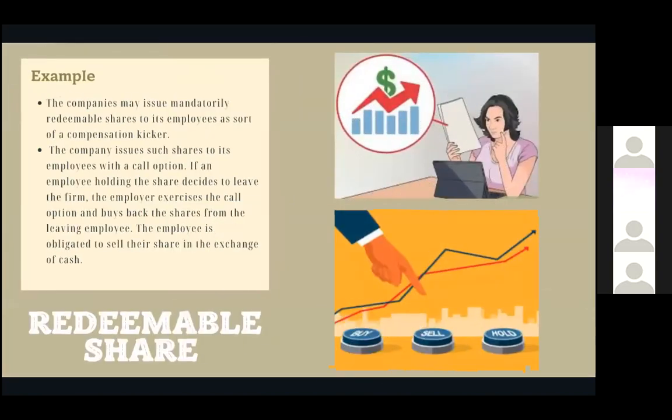For example, companies may issue mandatory redeemable shares to their employees as a sort of compensation kicker. The company issues such shares to its employees with a call option. If an employee holding the shares decides to leave the firm, the employer exercises the call option and buys back the shares from the leaving employee. The employee is obligated to sell their shares in exchange for cash.